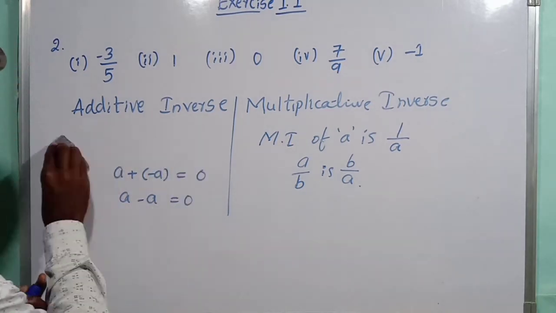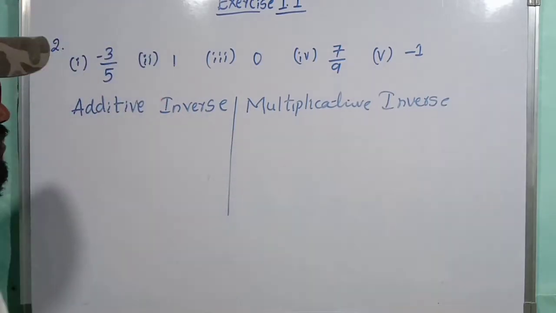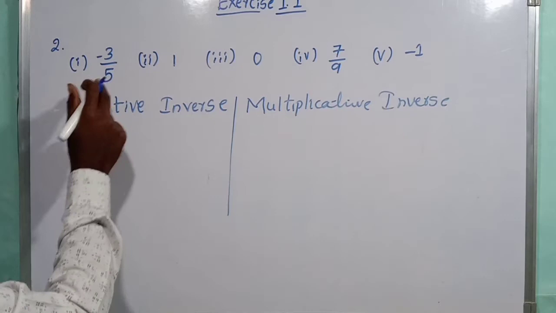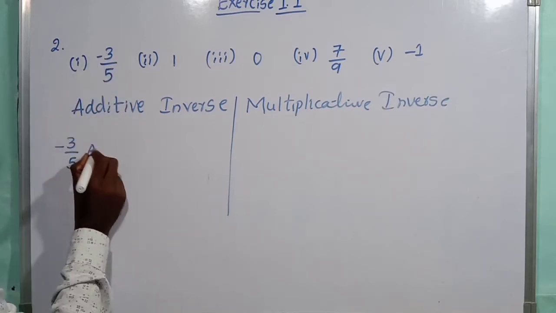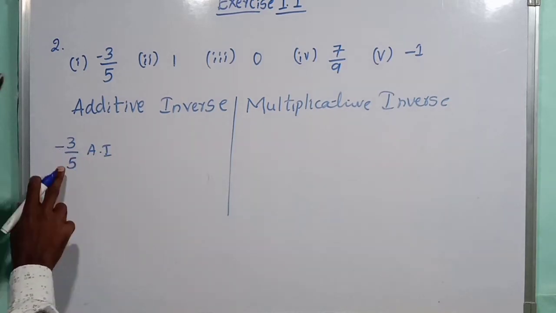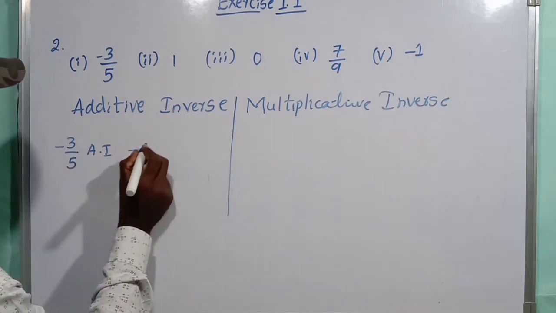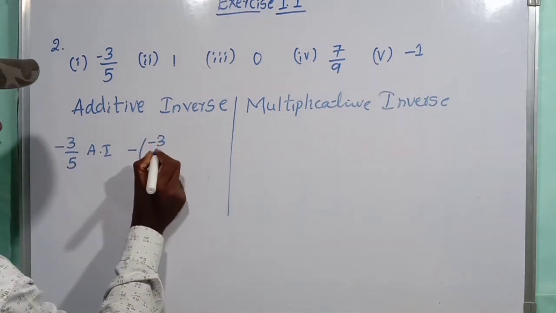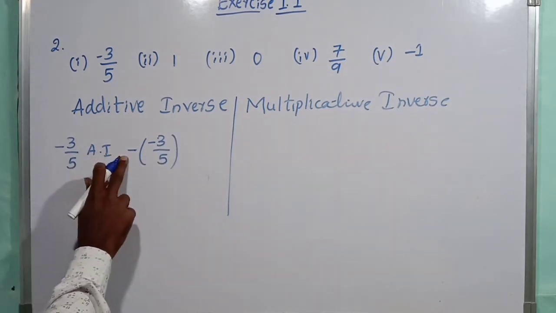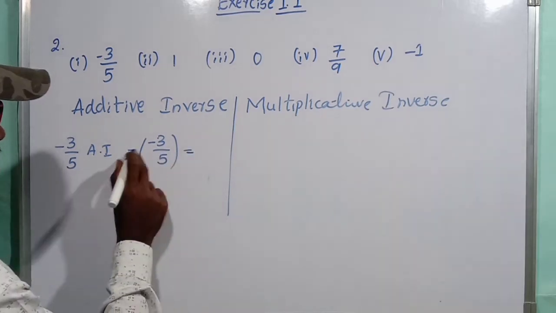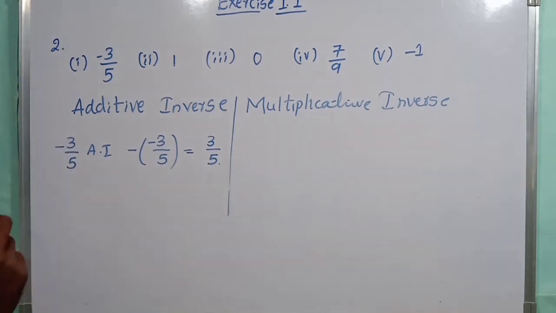See here, I cleared additive inverse and multiplicative inverse. So now what is additive inverse for minus 3 by 5? Let us consider this as a. What is additive inverse? Minus a. Everyone clear? Consider this as a, so minus a. So now minus into minus, plus 3 by 5 is our additive inverse of minus 3 by 5.